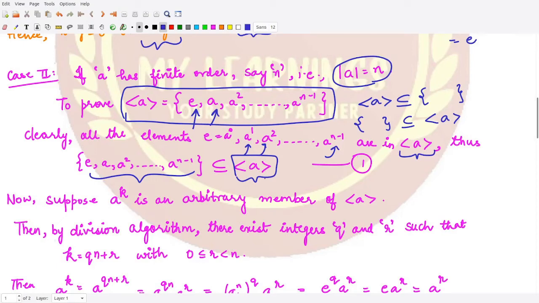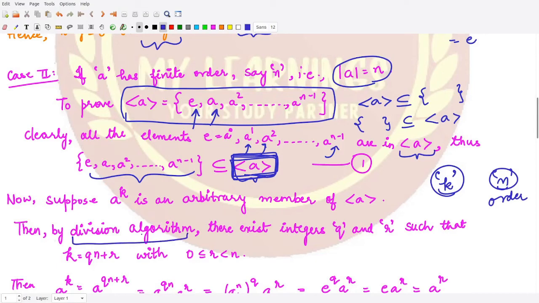Now we wanted to make this containment the other way around. For that, we take some element from here. Some element from here would be of this kind, a to the power k, where k is any integer. So we suppose that a to the power k is any arbitrary member of the subgroup generated by a. Then we have some integer k, and we know n as the order of the element a. We want to make out whether n divides k or not. In both cases, whether it divides or not, we may apply the division algorithm.